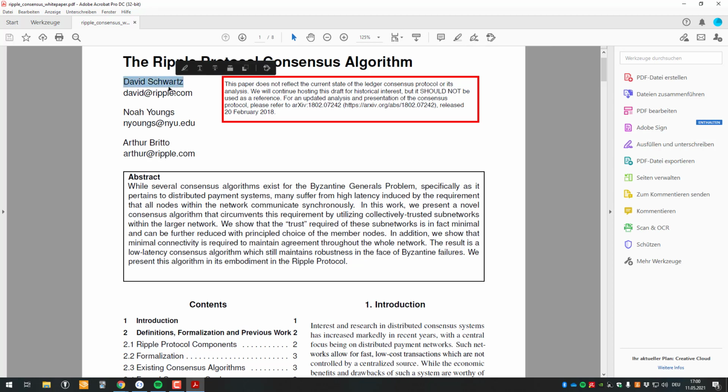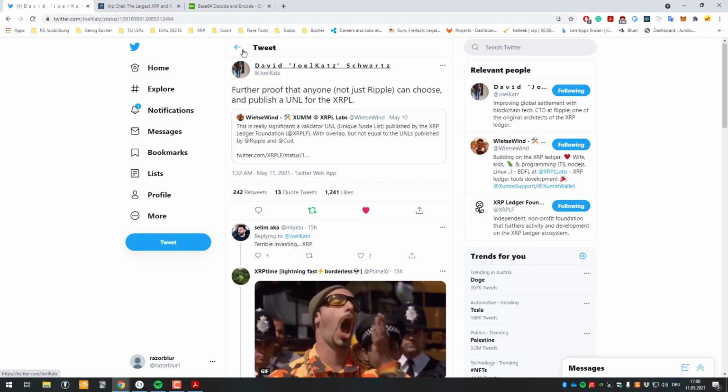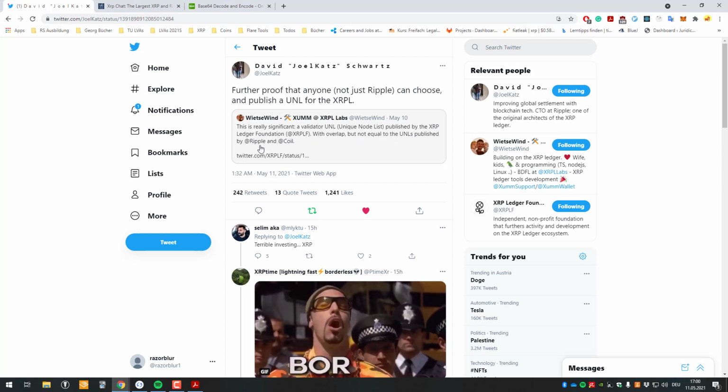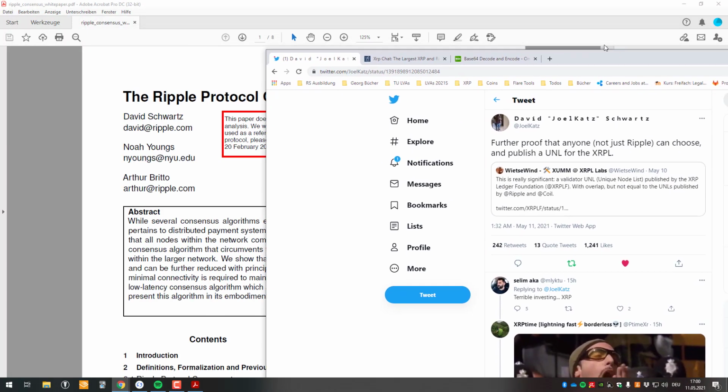And so I'm just going to show one tweet because it was making a good point there, since he was basically retweeting the fact that we've got here, this is really significant, a validated UNL, unique node list, published by the XRPL Foundation, XRPLF, with overlap but not equal to UNLs published by Ripple and Coil. So it's about, like I said, they did a change to UNL, added something there, and he's saying there further proof that anyone, not just Ripple, can choose and publish a UNL for the XRPL. And that's a good point he was making there, since it's not Ripple deciding which validators they want to add or not to add. It's rather in the hands of the people running those validators to decide who they want to trust.